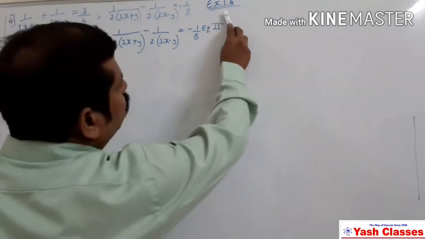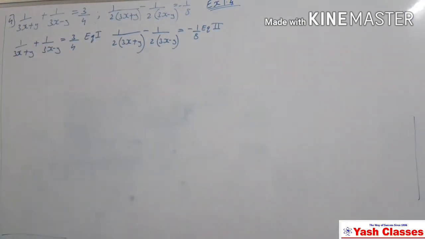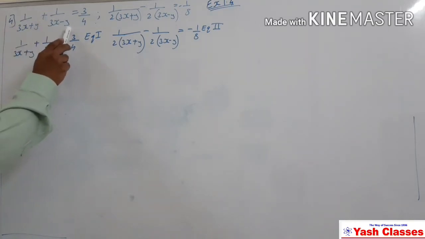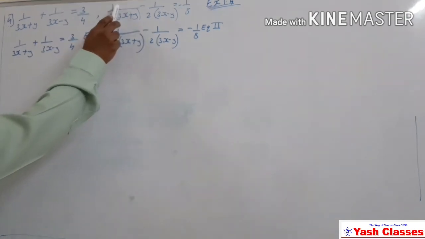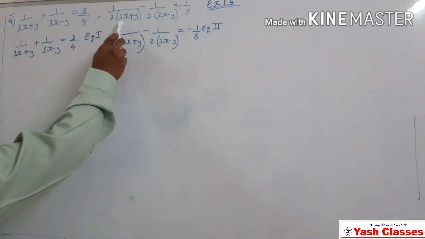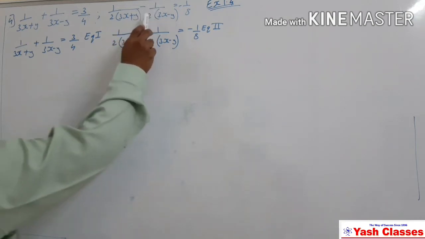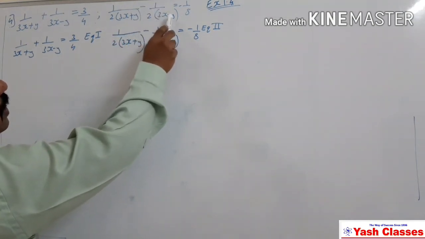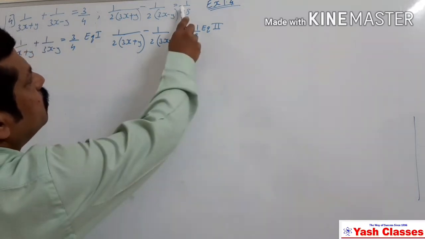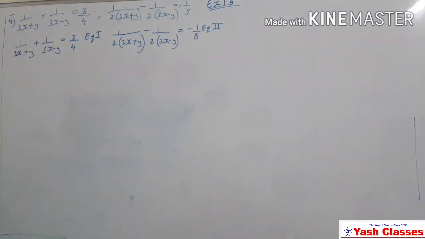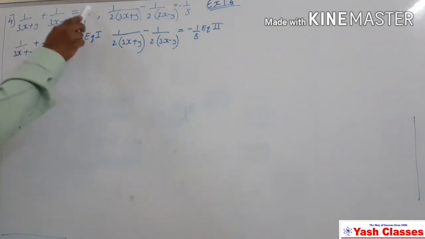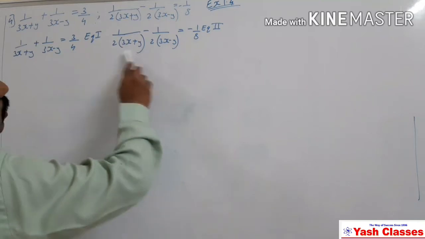Exercise 1.4, sum number 4. 1 upon 3x plus y plus 1 upon 3x minus y is equal to 3 upon 4. 1 upon 2 bracket 3x plus y minus 1 upon 2 bracket 3x minus y is equal to 1 minus 1 upon 8. Now see here, 1 upon 3x plus y plus 1 upon 3x minus y is equal to 3 upon 4, equation number 1. This is equation number 1 and this is equation number 2.